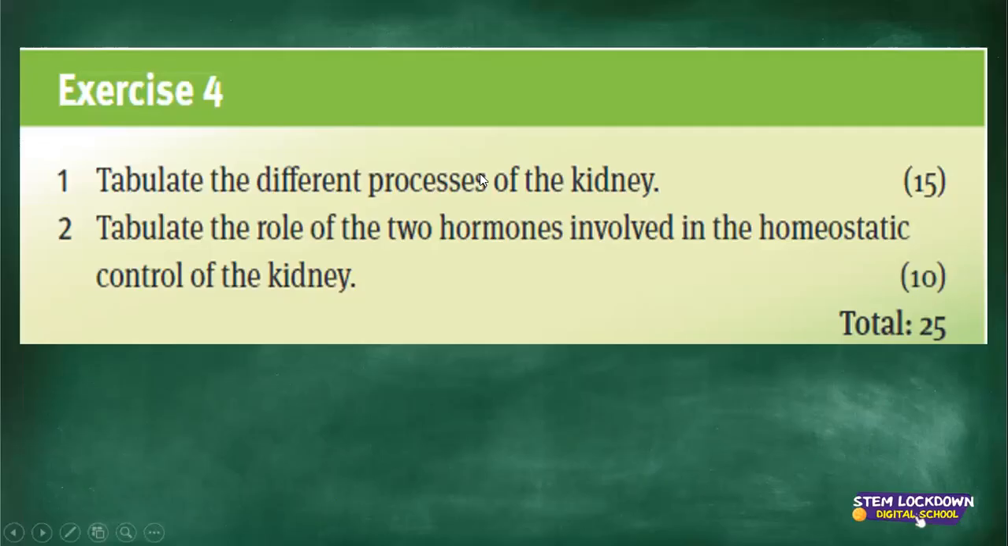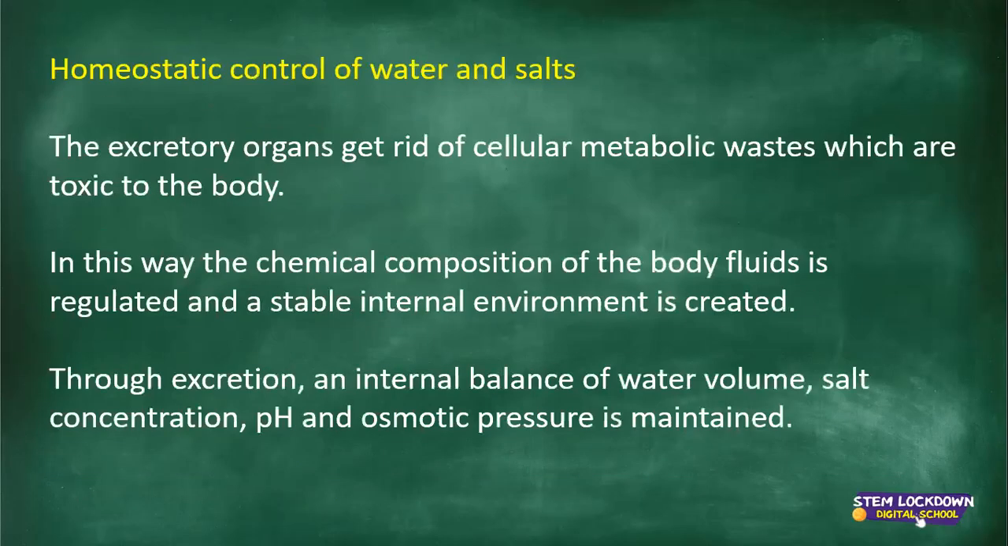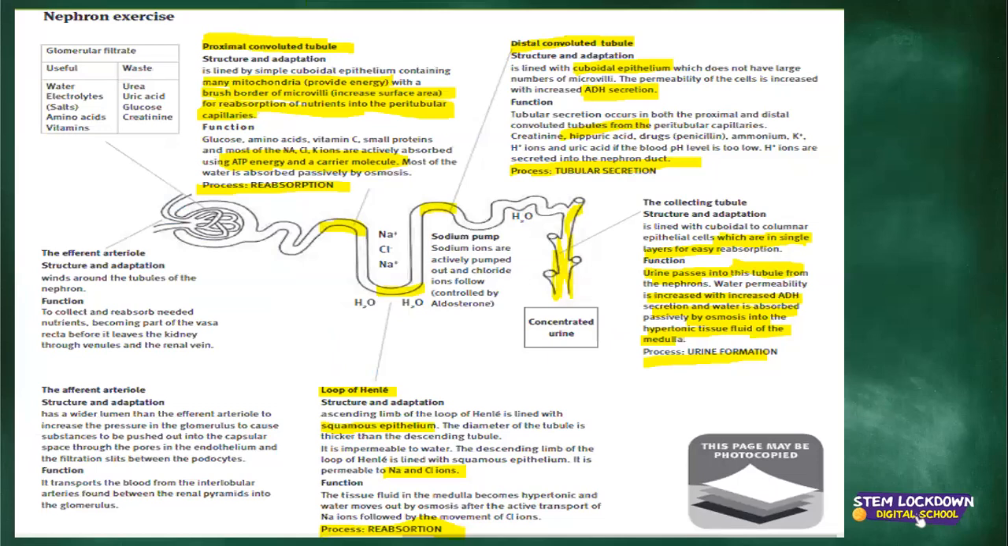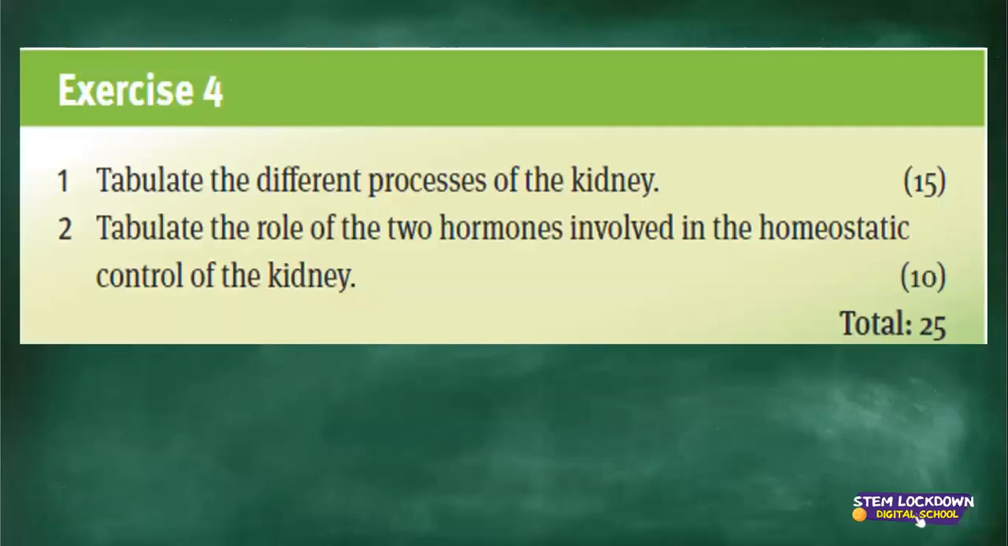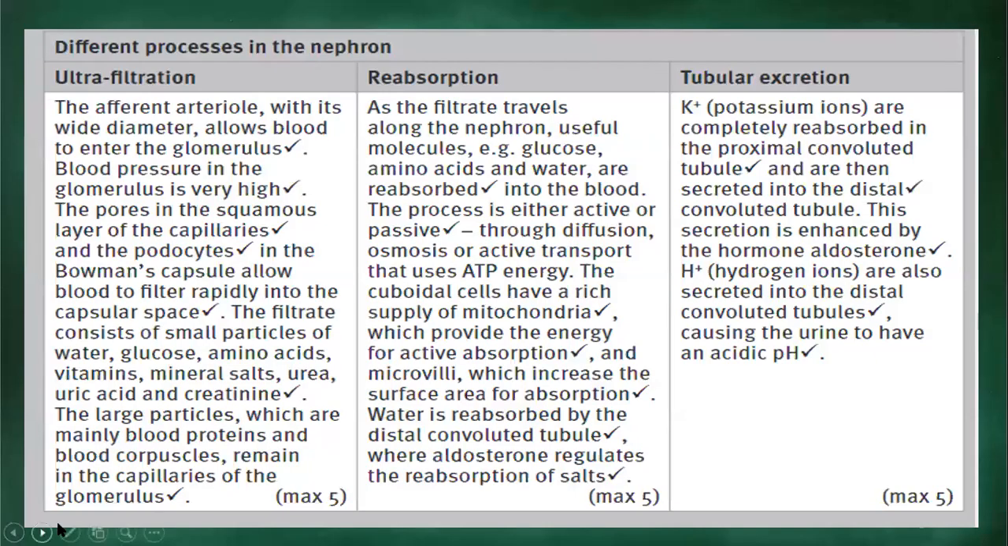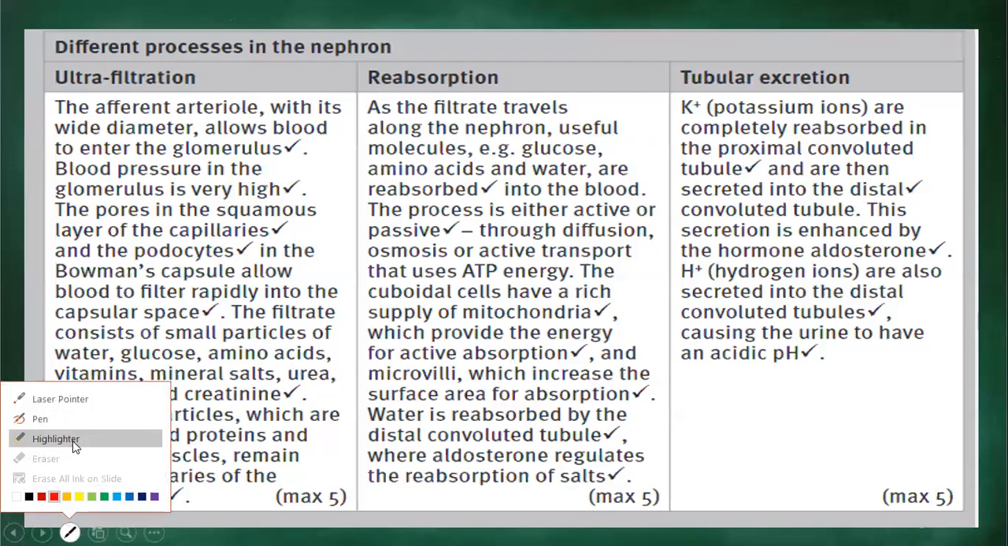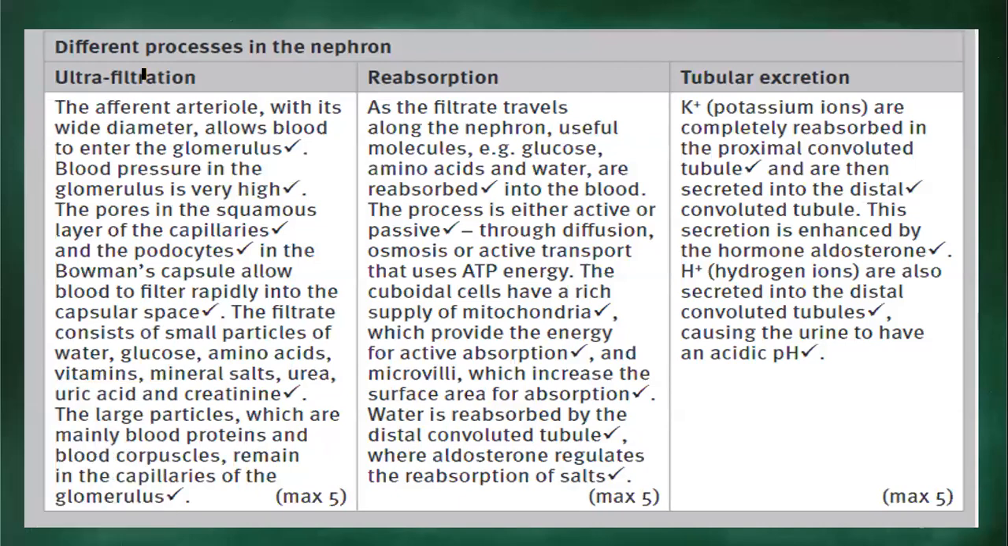But we know there are more than 3, right? Let's see them on this diagram. We have reabsorption, ultrafiltration, tubular secretion, tubular excretion, and then urine formation, all 5. So you can explain any 3 from the 5. What guided me here is the mark allocation.